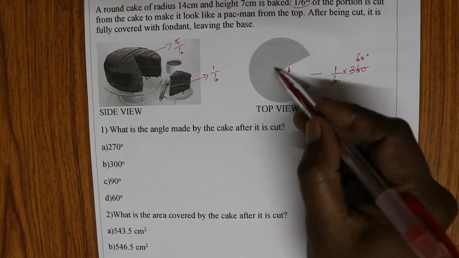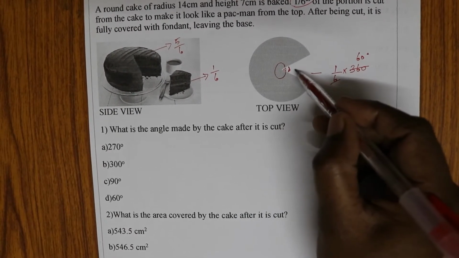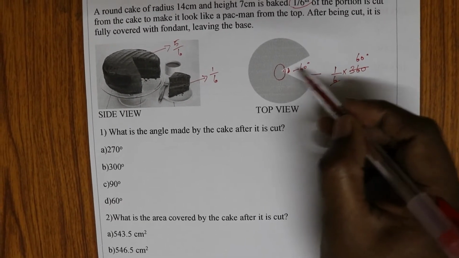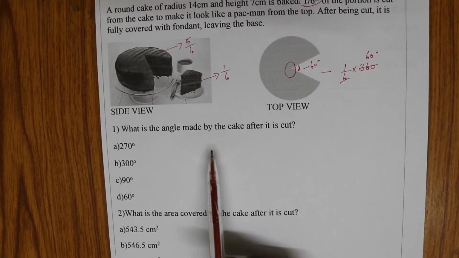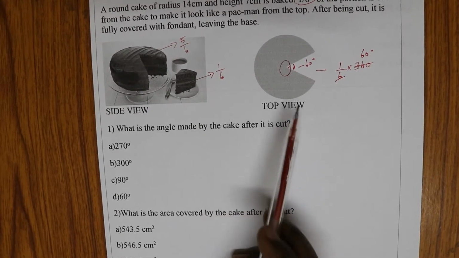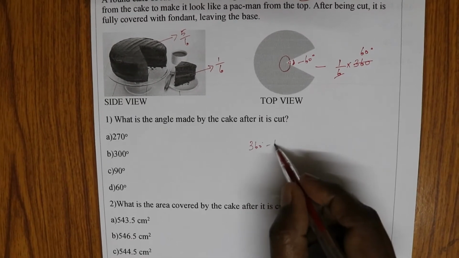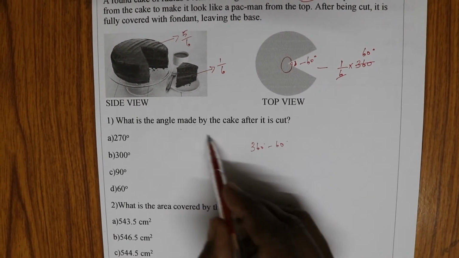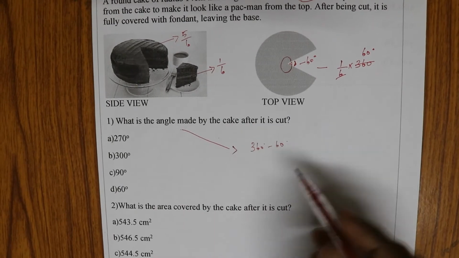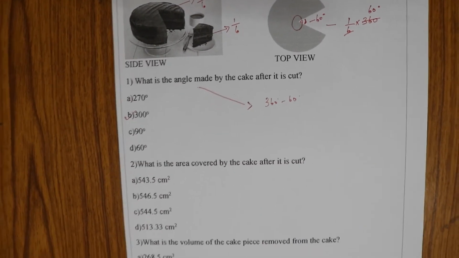So out of 360, this 60 degrees is being reduced. So that will give you the angle made by the cake after it is cut. So 360 minus 60 is the angle made after it is cut. So that's going to be 300. So option B is going to be the right answer.